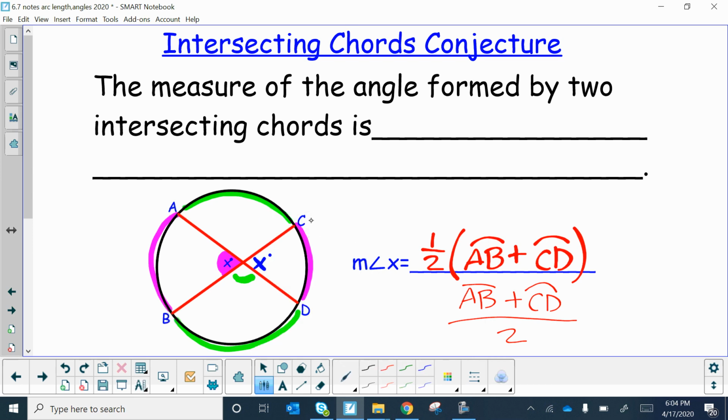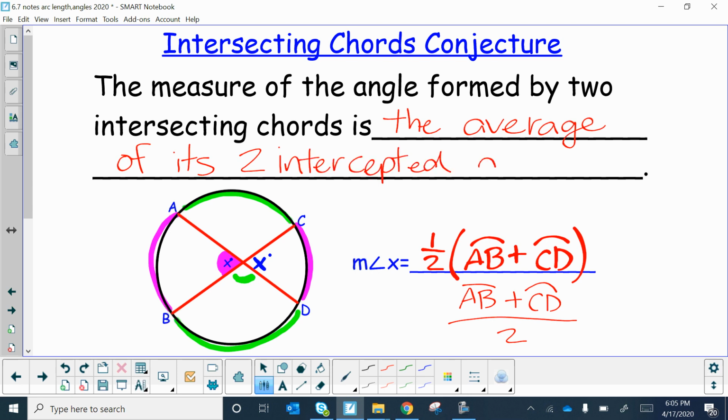Okay, so let's write that in the conjecture. The measure of the angle formed by 2 intersecting chords is the average of its 2 intercepted arcs. Okay, so it's the average of its 2 intercepted arcs. And we'll do some problems using this conjecture right here. Okay, so you take the 2 arcs, add them, and divide by 2.